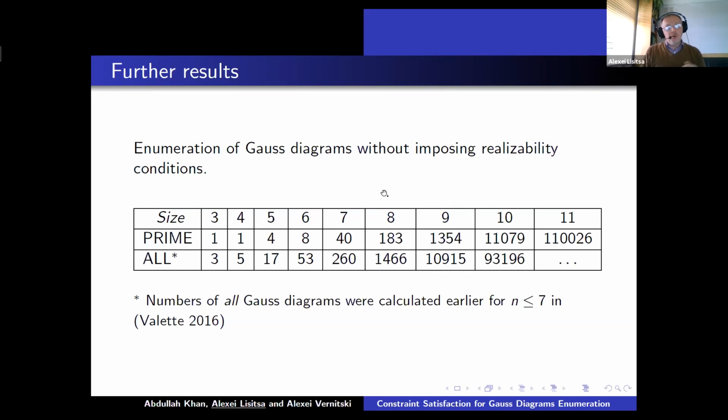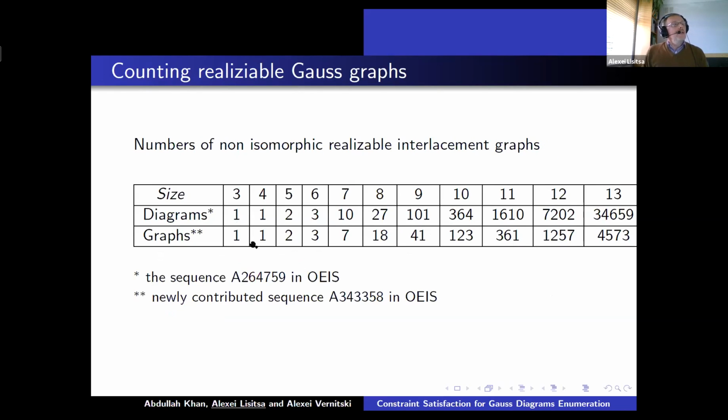Now, once we have this tool, we can enumerate various classes of Gauss diagrams. So we enumerated all prime Gauss diagrams, and we also enumerated all prime and non-prime diagrams without imposing any realizability conditions. Some of these numbers were known in the literature and were confirmed and extended by us. Some of these numbers were not known, and this constitutes a new contribution in experimental enumerative combinatorics, if I may say so.